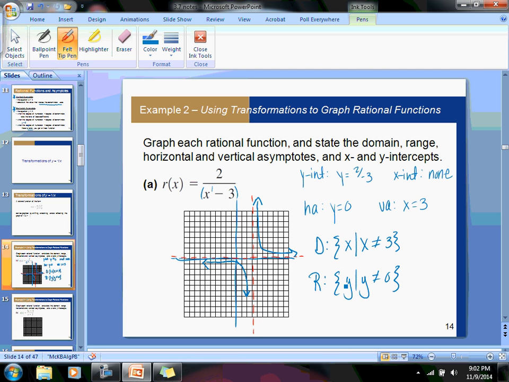So for right now when you're graphing these, you don't have to rely too much on your graphing calculator. You can just test a few points and just kind of estimate where those little swoops of the graph will be.